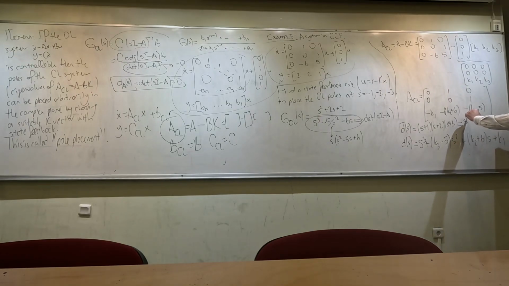It is s cubed plus 6s squared plus 11s plus 6. Okay? Then if I want this polynomial to have the same roots as this one, all I have to do is to equate the coefficients of these two polynomials.